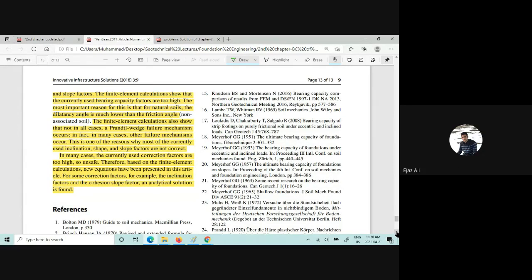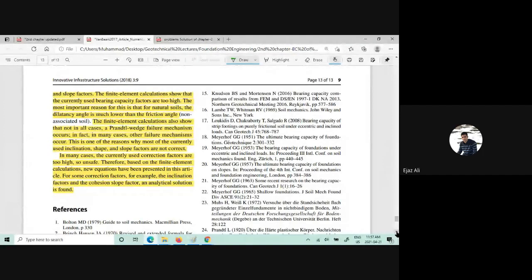And slope factor. The finite element calculations show the currently used bearing capacity factors are too high. The most important reason for this is that for natural soils, the dilatancy angle is much lower than the friction angle. The finite element calculations also show that not in all cases a Prandtl wedge failure mechanism occurs. In fact, in many cases, other failure mechanisms occur. This is one of the reasons why most of the currently used inclination, shape, and slope factors are not correct. In many cases, the currently used correction factors are too high, so unsafe.